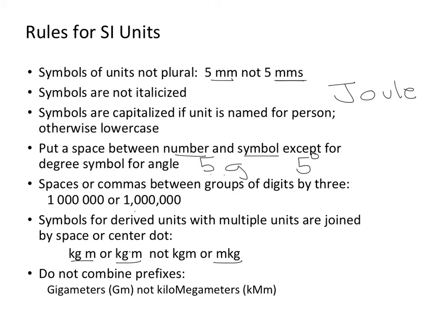And do not combine prefixes. So like 10 to the 9th is a giga, so you would put that with a G. You do not put a kilo, which is 10 to the 3, plus a mega, which is 10 to the 6, to get a k, whatever this is. It's just not right. So you would use a gigameter and not that.